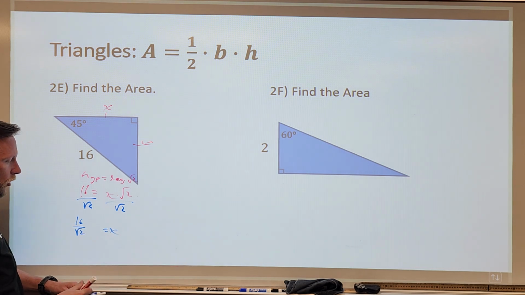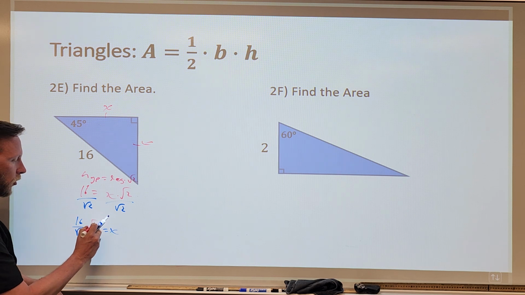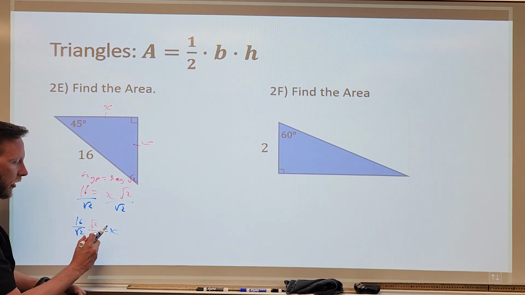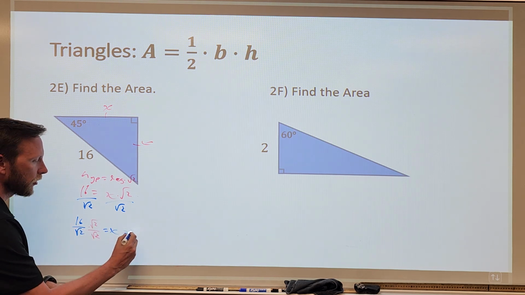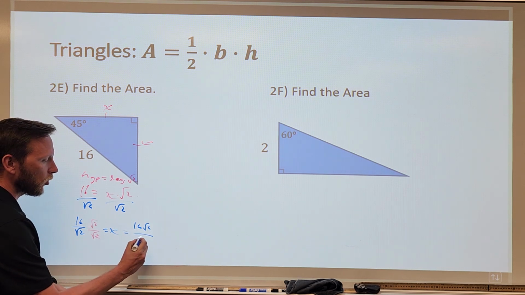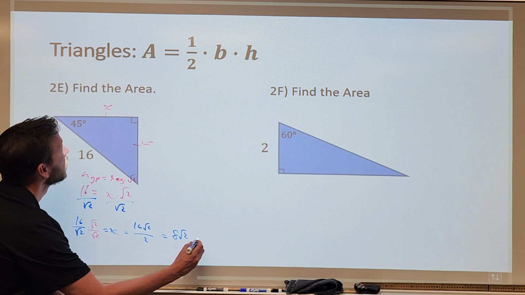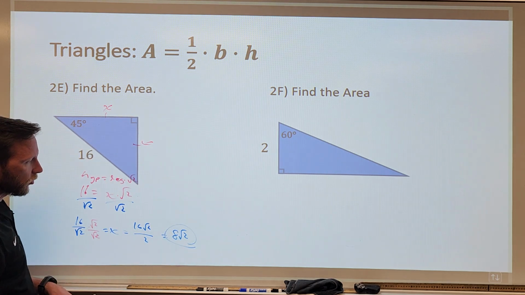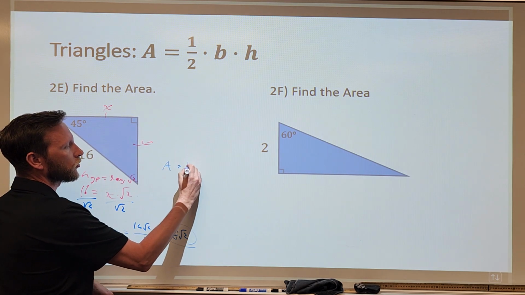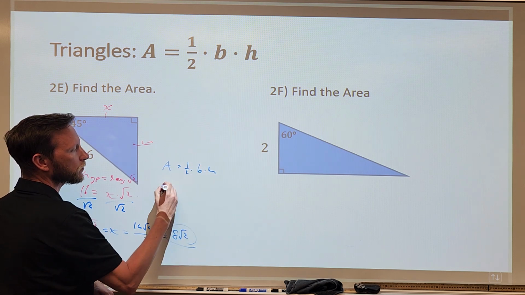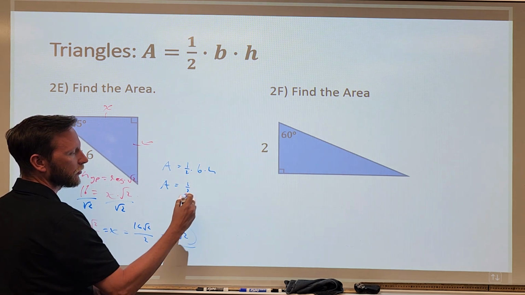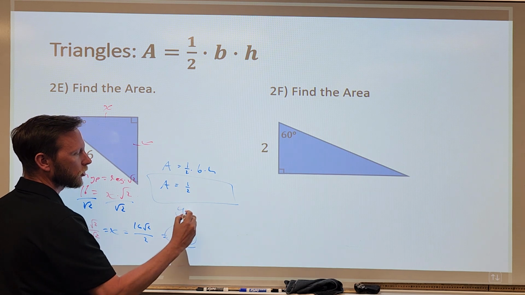But in order to have an actual value to work with, we have to rationalize that denominator. This is why we rationalize denominators, because it makes doing our work a whole lot easier. All right, this gives us 8 times the square root of 2. And there's no units on this one, so that actually works out pretty nicely. The area of the triangle is 1/2 the base times the height. The base and the height are the same, so I want you to finish.